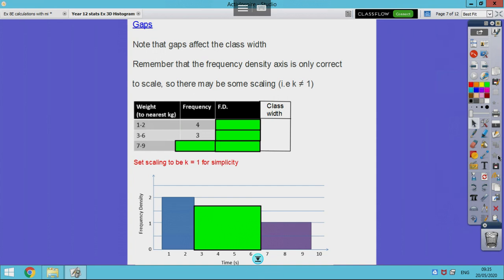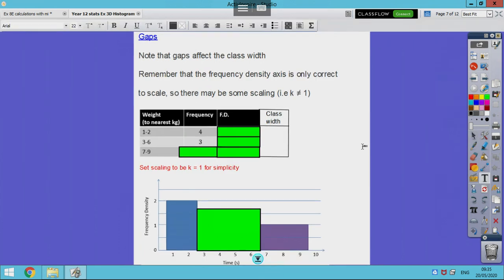So let's have a look at what the class width actually is for something like 1 to 2, 3 to 6, and so on. Technically for 1 to 2, the class boundaries are 0.5 and 2.5, so the class width is 2. For 3 to 6, the lower class boundary is 2.5 and the upper is 6.5, so 2.5 up to 6.5, and that's a class width of 4. And then the last one, 7 to 9, 6.5 up to 9.5, that's actually a class width of 3. And that is shown on the histogram below.